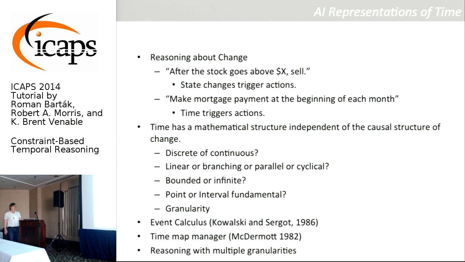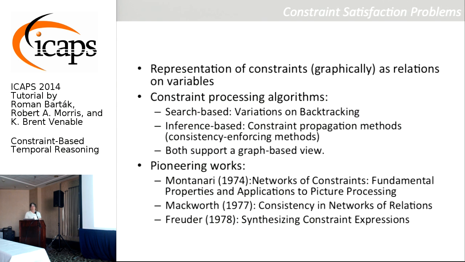And these early representations, like the event calculus and the time map manager, are all ways of representing time. The event calculus is sort of based on this method of temporal arguments that I talked about earlier. And then there's a lot of work that we're not going to talk about as well, dealing with how you map expressions in different time granularities, calendar information. So these are all kind of early AI representations of time.